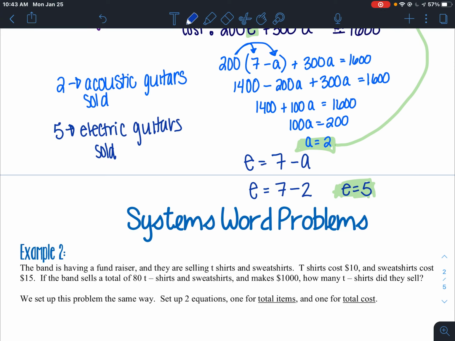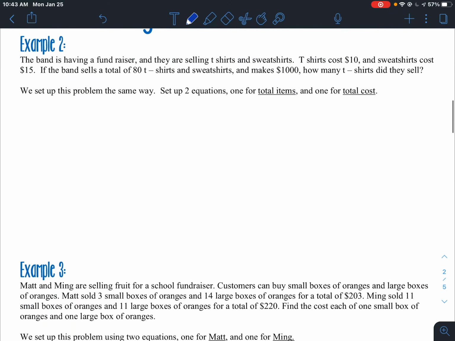Okay, let's look at one more together, and then I'll let you try and figure out the rest on your own. The band is having a fundraiser, and they are selling t-shirts and sweatshirts. T-shirts cost $10, and sweatshirts cost $15. If the band sells a total of 80 t-shirts and sweatshirts all together and makes $1,000, how many t-shirts did they sell? So we'll set up this problem the same way that we did the last one.